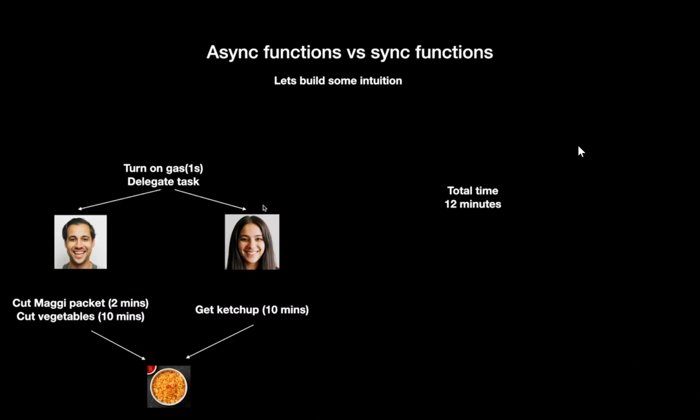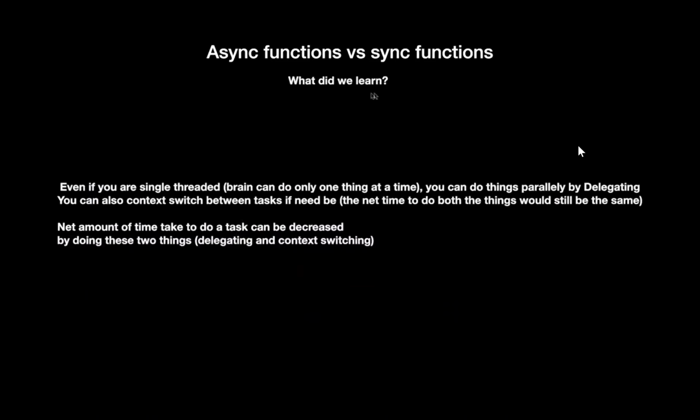Cool. That's a high level. We will see more examples as time goes by. What did we learn until now? Even if you are single threaded, as humans we have a single threaded brain. The brain can only do one thing at a time. You can do things in parallel by either delegating them, or you can also context switch between tasks if need be. The net time to do both things would still remain the same.